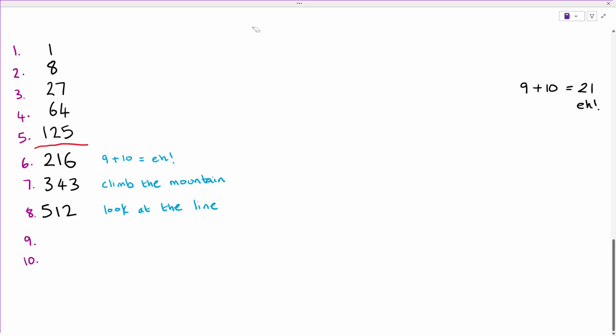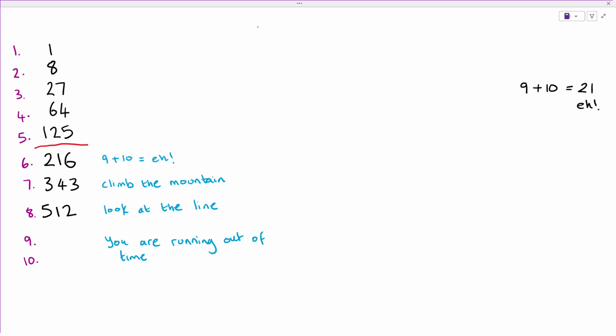So 9 plus 10, air. Let me get that. Right. 9 plus 10, air. Climb the mountain. Look at the line. You're running out of time. Okay, why am I running out of time? You are running out of time.